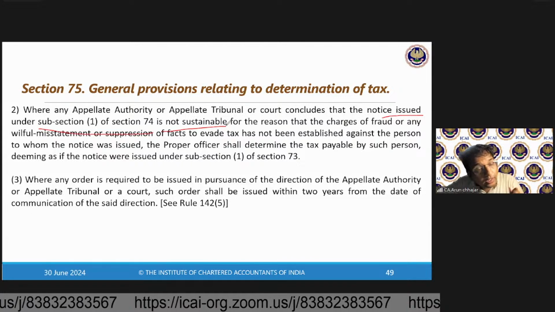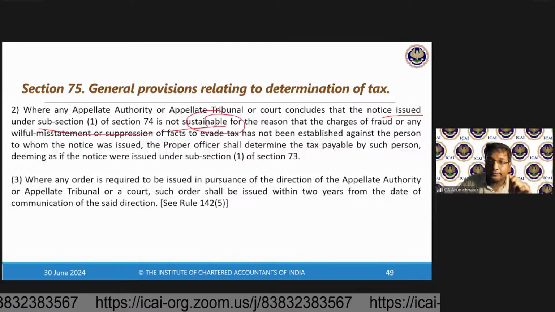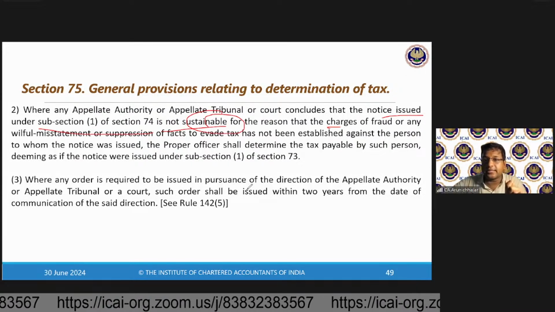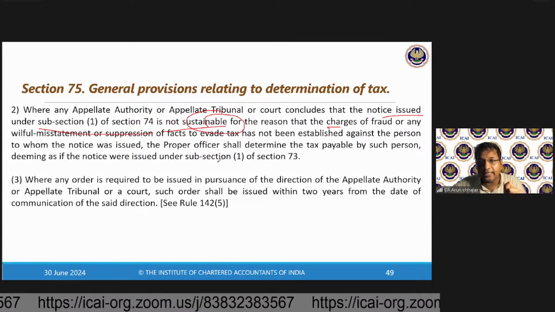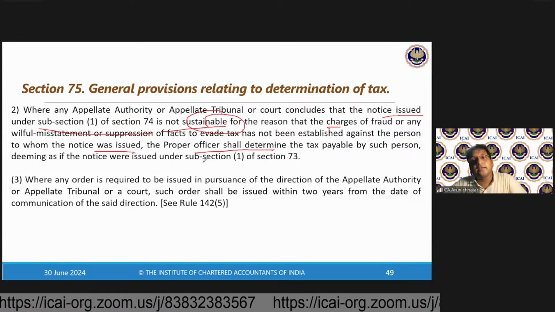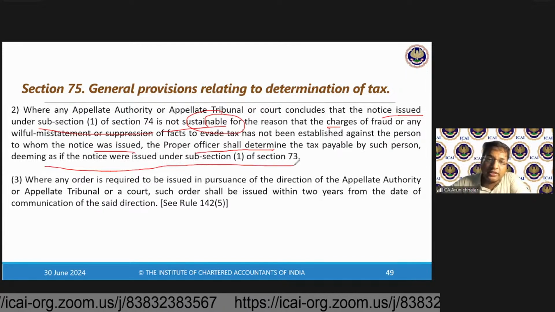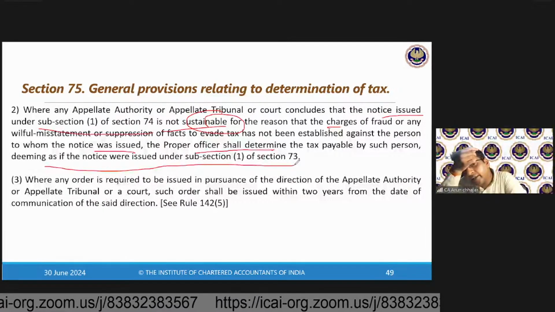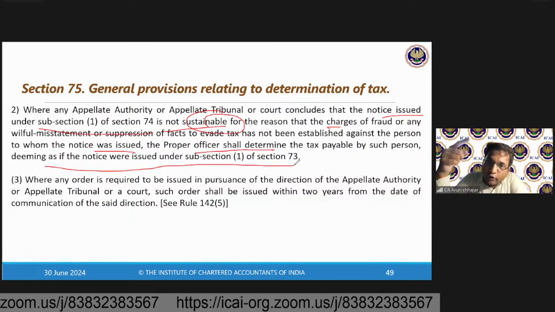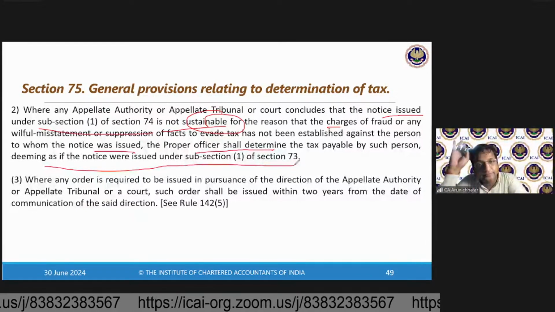It means if the appellate authority or tribunal is saying that the notice is not sustainable, that the charge of fraud, misstatement, etc. is not established against the person to whom the notice was issued, then the proper officer shall determine the tax payable, deeming that the notice was issued under 73. Very, very important term. So it means the notice which the officer issued under 74 will be deemed to be issued under 73.